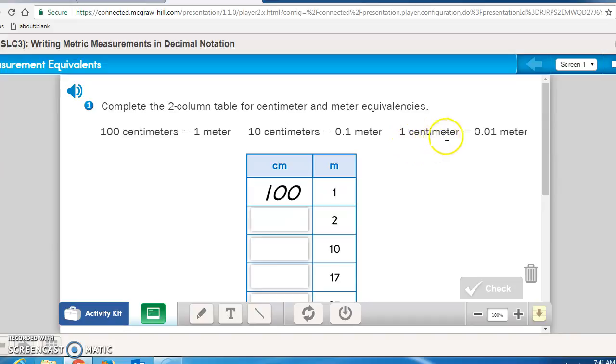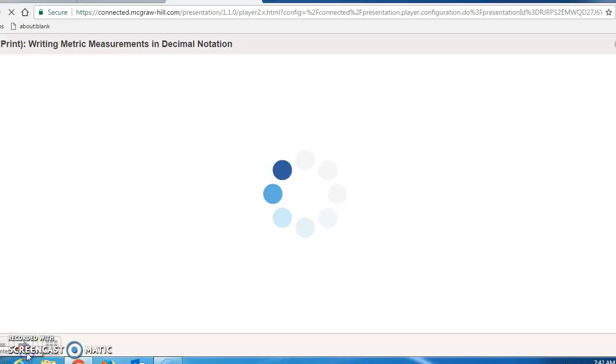1 centimeter equals 0.01 of a meter, which is 1/100th. So the 1 is in the hundredths place. So continue the pattern. If 1 times 100 is 100, what is 2 times 100? 10 times 100, 17 times 100, and so on.